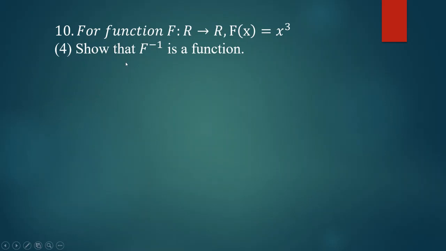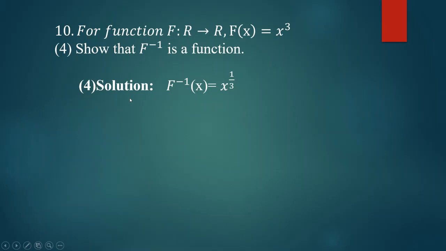For a function from real number to real number, f of x equal to x cube, show that f inverse is a function. To show f inverse is a function, we have to show f is one-one and onto. If we show that f is one-one and onto, then it is shown that f inverse is a function.